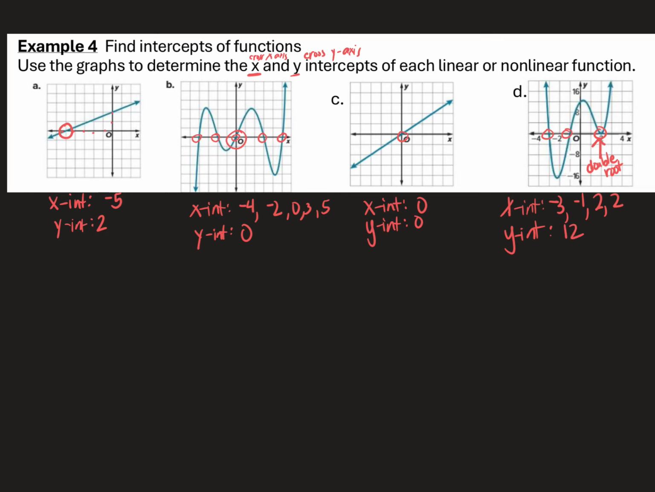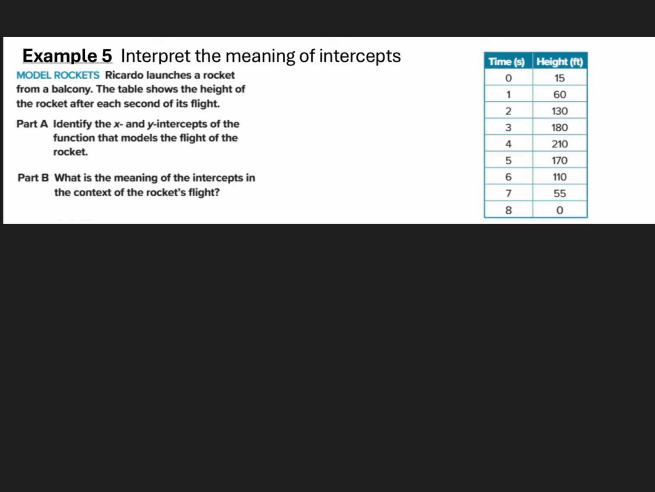Moving on to example 5. It says, interpret the meaning of intercepts. So we're going to look at that real-world example and interpret the meaning of the intercepts. First of all, letter A says, let me read the problem. Ricardo launches a rocket from a balcony. The table shows the height of the rocket after each second of its flight. Okay, so part A. Identify the x and y intercepts of the function that models the flight of the rocket.